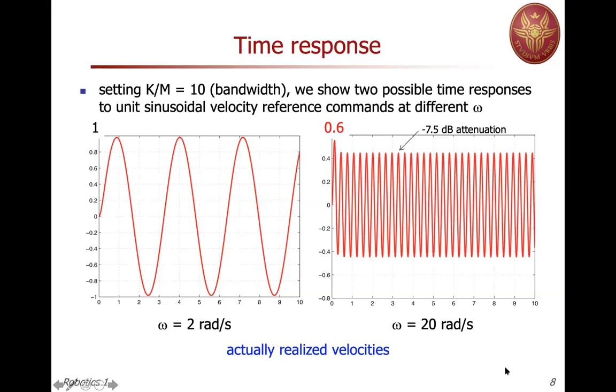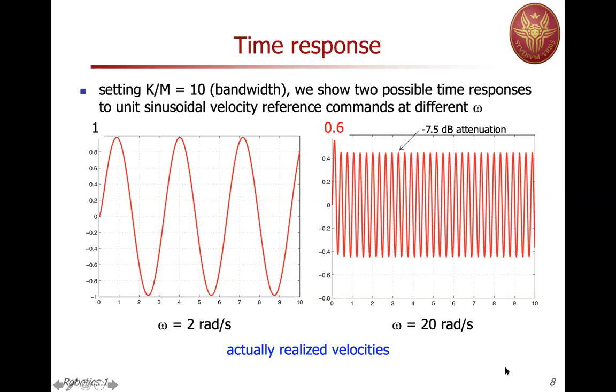Now, if we choose, for instance, a bandwidth of 10, so the ratio k over m is 10, and now we send the velocity reference, which is sinusoidal, just for simplicity. And if this sinusoid is at 2 radians per second, then the actual velocity, so what you get as a result of this mass, will practically be the same. There's a small attenuation, but you have a signal which has the same frequency as the input reference velocity, so 2 radians per second, and practically it is being reproduced because you're well within the bandwidth.